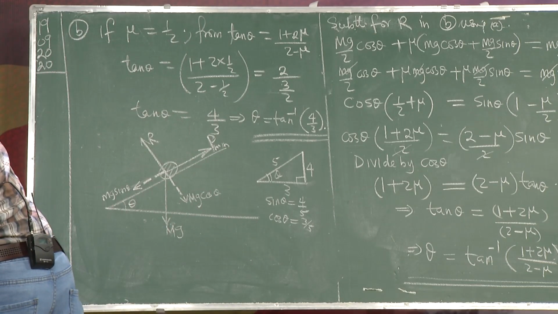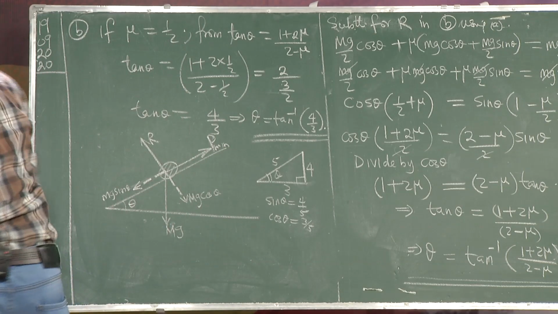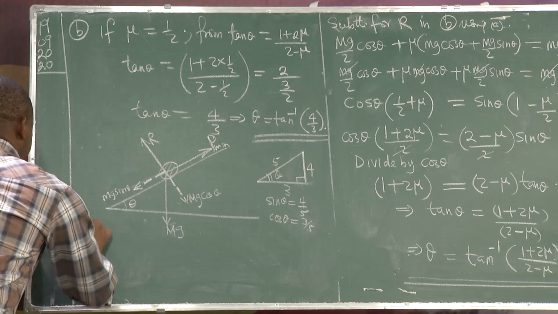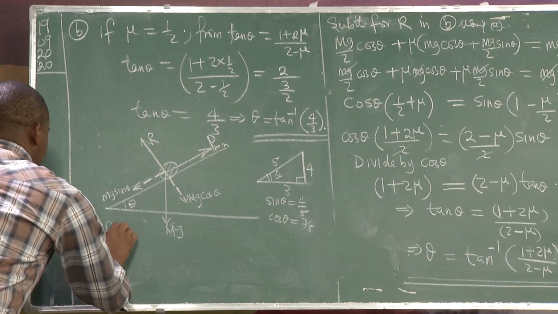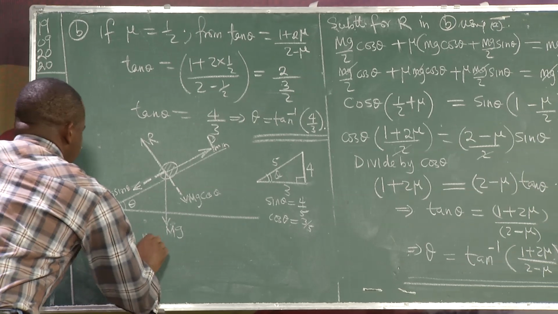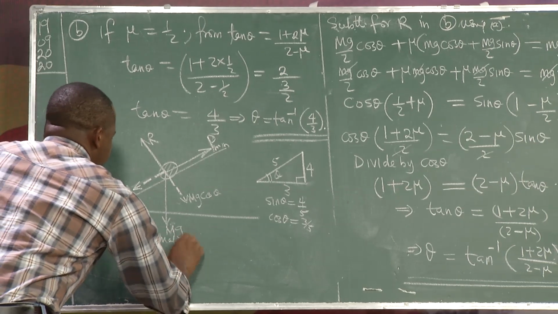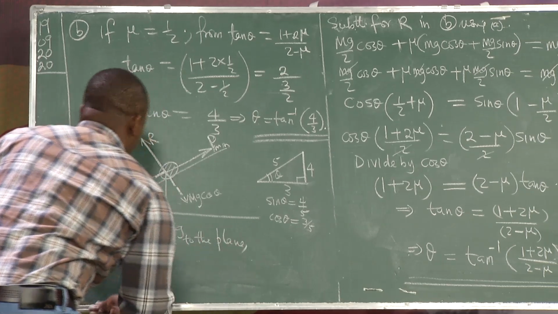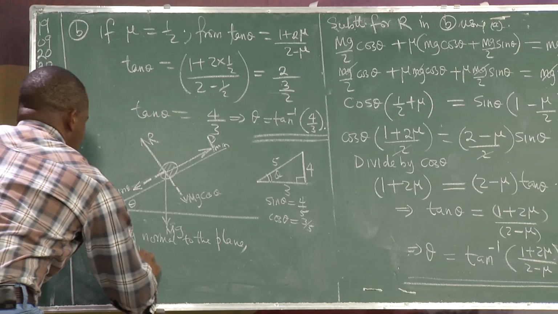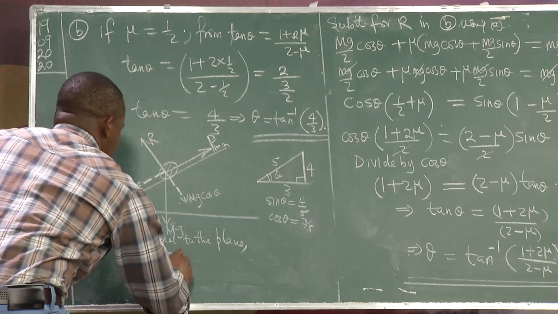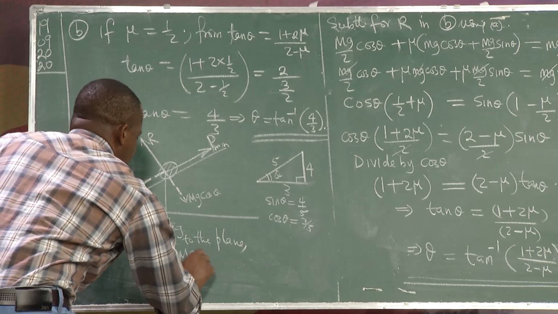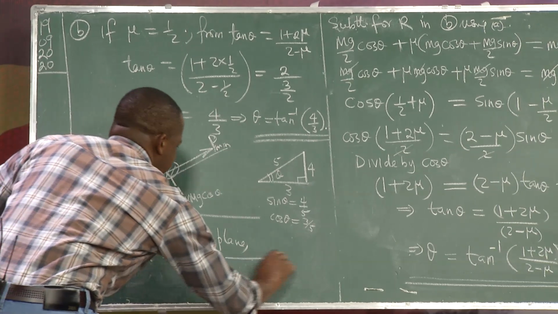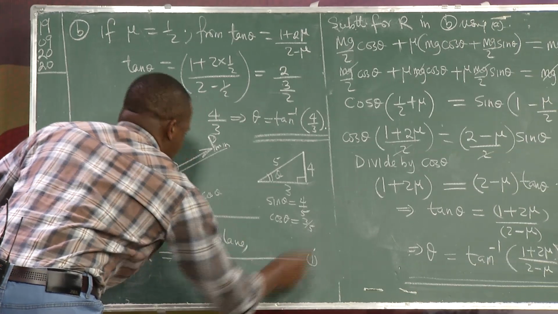So resolving, we again resolve normally. Resolving normal to the plane will give us, in equilibrium, that R is equal to mg cosine theta. I can call this 1.